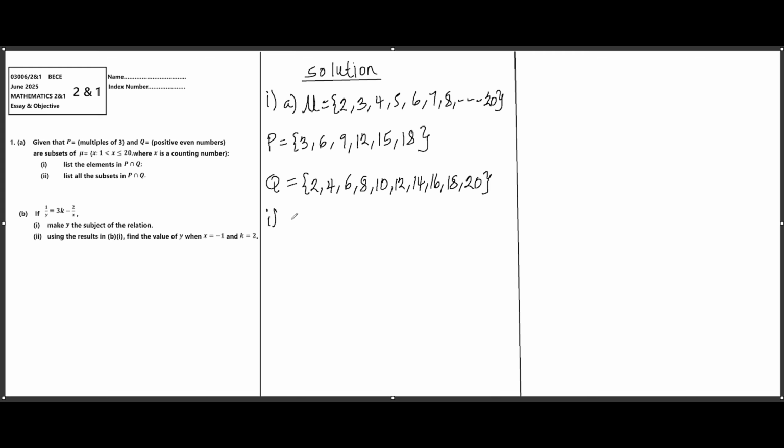Now we are to list the elements of P intersection Q. We know that P intersection Q, we are looking at elements that are common to set P as well as set Q. In other words, elements that can be found in set P as well as set Q. So 6 is common to the two sets, 12 and then 18. So P intersection Q, we have 6, 12 and then 18.